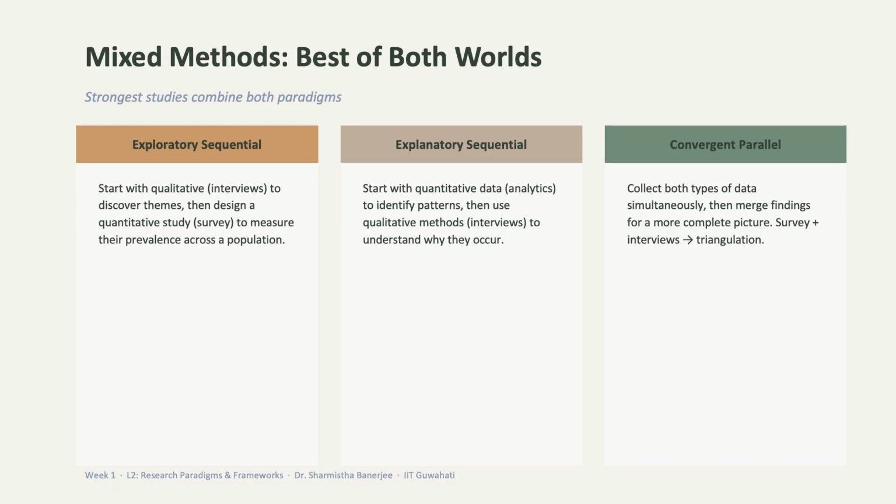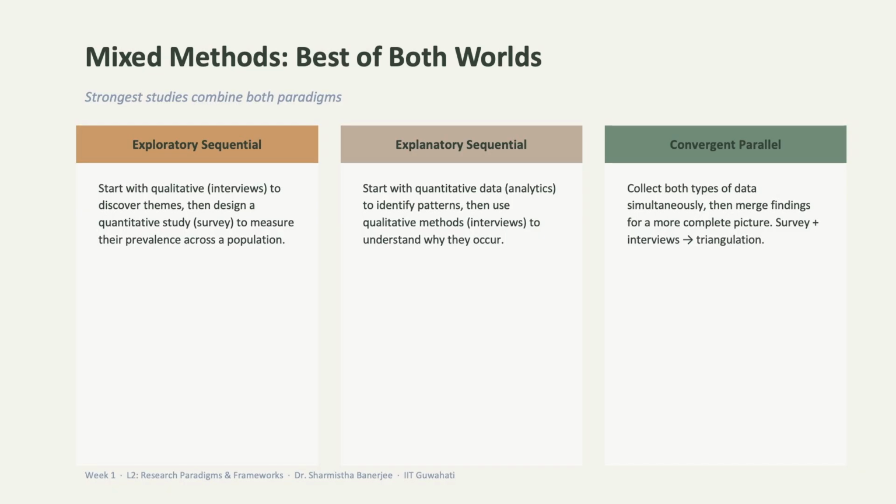So we always, in the context of design, try to go ahead with mixed methods, trying to capture the best of both worlds. So let's say I want to explore something. I can start with qualitative research to discover certain themes. Then I will design a quantitative study to measure their prevalence. So how often does it occur? First I will do interviews, which helps me in gathering the qualitative research. Then with those I can formulate a survey questionnaire to gather the prevalence data for whatever I got from my interviews.